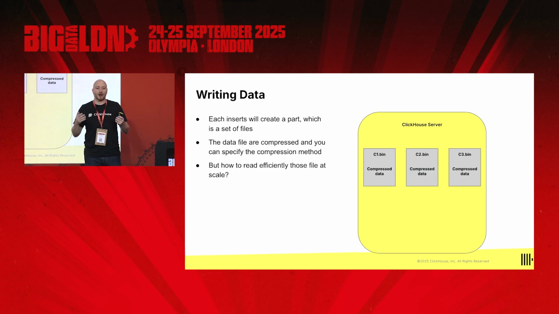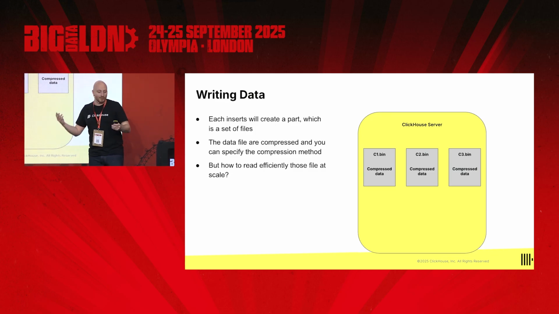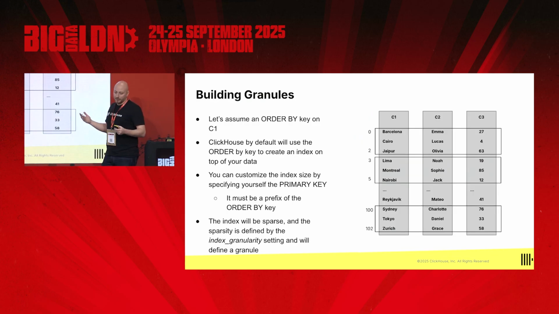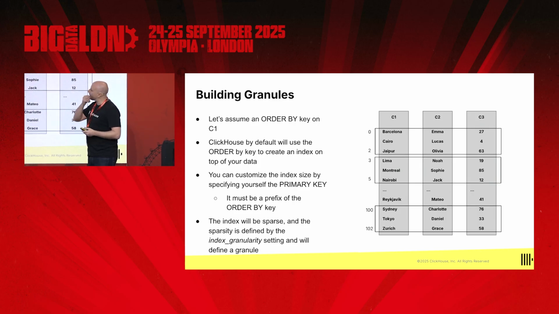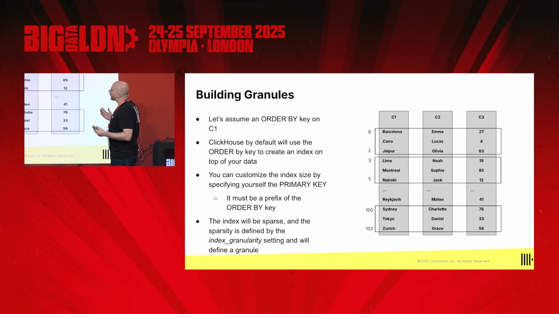Now the question is, how do you read efficiently from these 3 compressed files? Let's say you want to retrieve a couple of rows from this file. How do you do it in an efficient manner? Well, you are going to do it by creating an index. And creating an index is not a trivial task unless you have a good data organization.